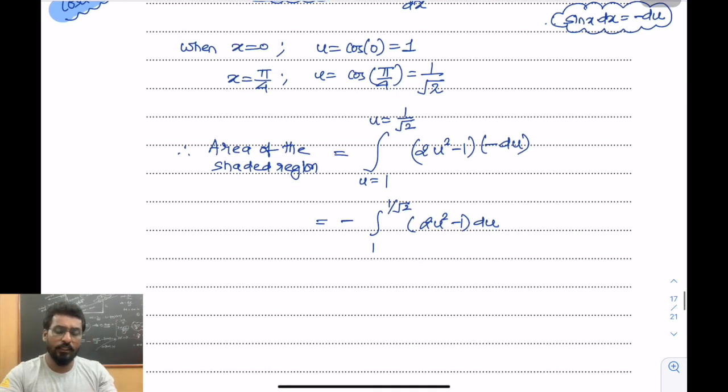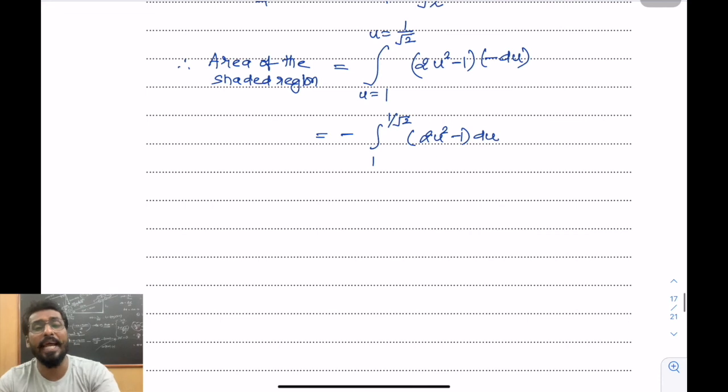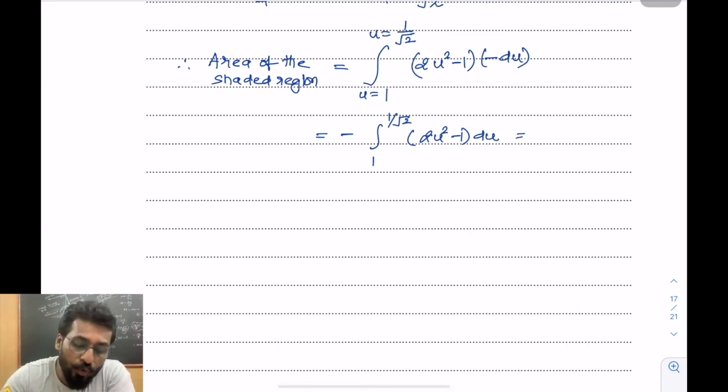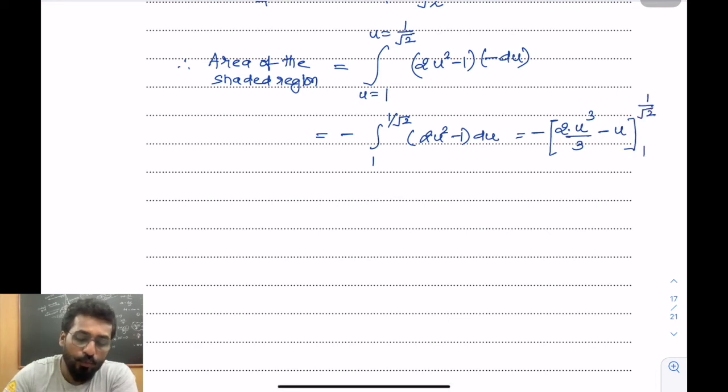Standard integration, students, right? So the integration of x square, if you remember, is x cube over 3. So integration of u square, be careful with the negative sign. So minus, put up a nice big bracket, then 2 is a constant, u square's integration is u cube upon 3, minus 1's integration is u, limits are from 1 to 1 upon root 2, right?